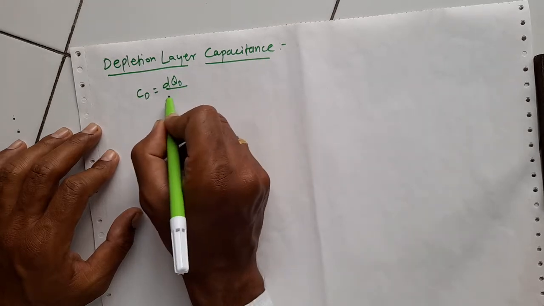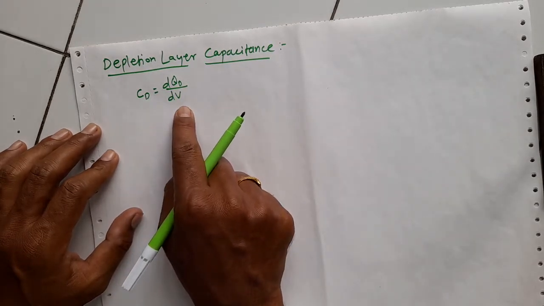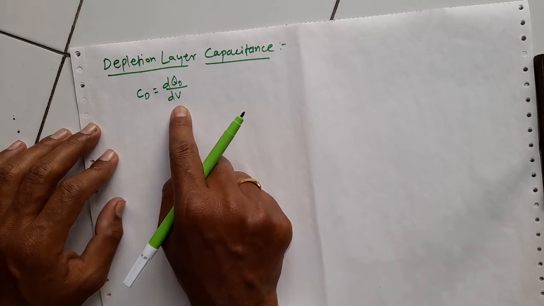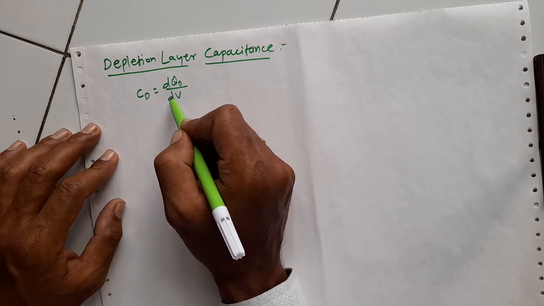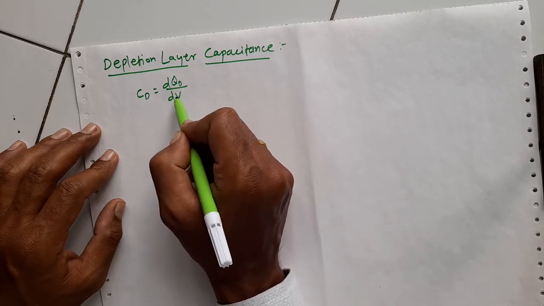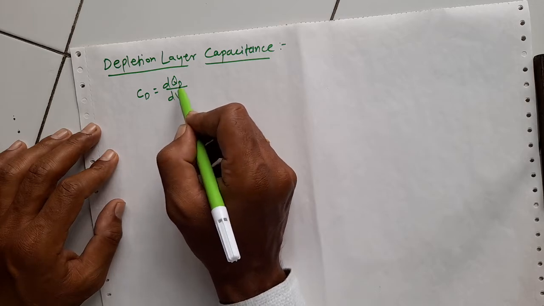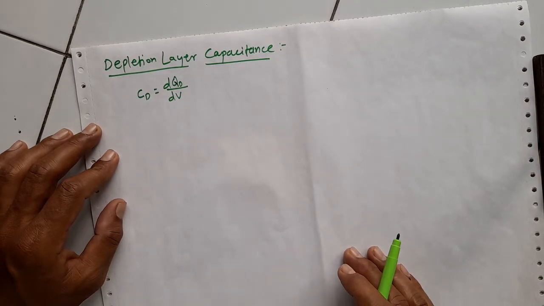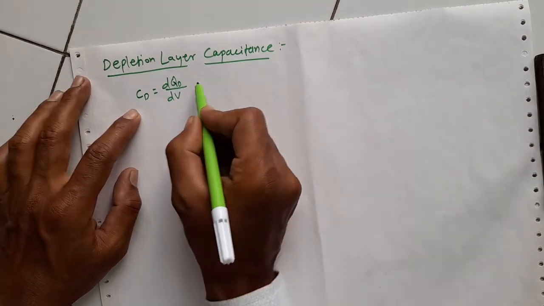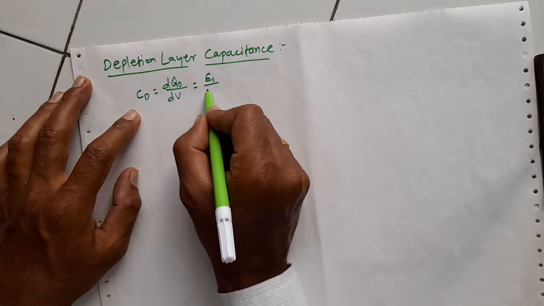dQ_d by dV. When we bias the depletion layer or the p-n junction, how much charge is induced when there is a small change in the applied or biasing voltage is given by the depletion layer capacitance. It is also equal to epsilon_s upon W_d.